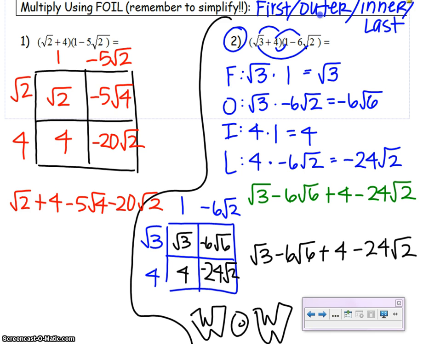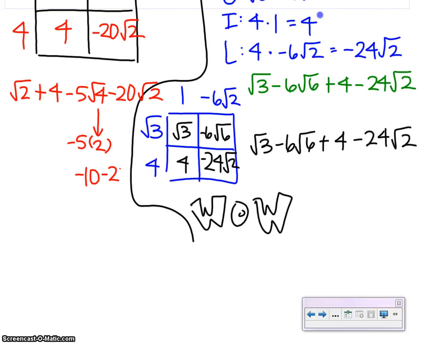And now we have to check what can we simplify or combine. So I'm looking at 5 square root 4, and I know that 4 is a perfect square. So that's just going to become 2. So we're going to do negative 5 times 2, and that'll give us negative 10. And then we can bring down the rest of the problem. So the square root of 2 plus 4 minus 10 minus 20 root 2.